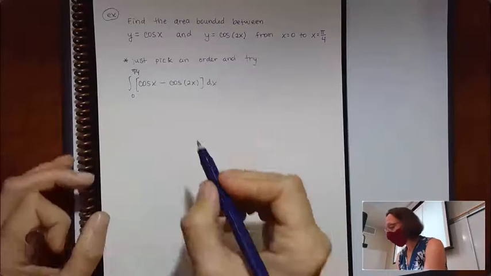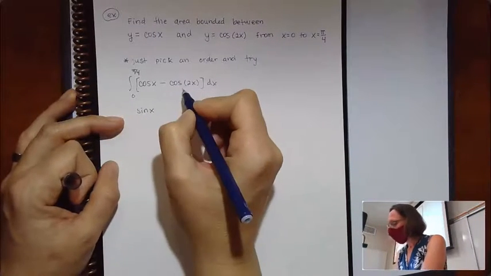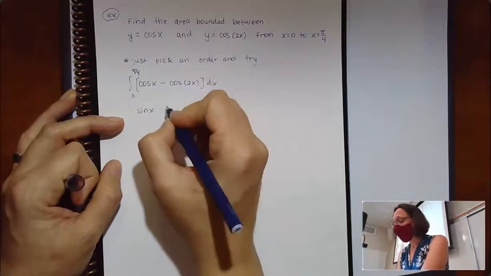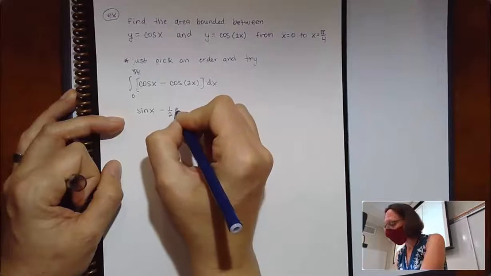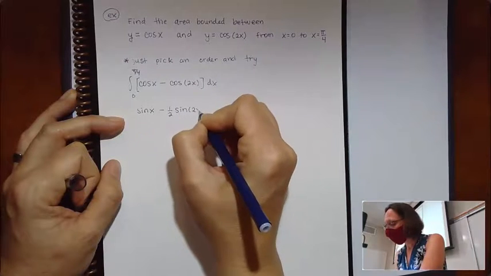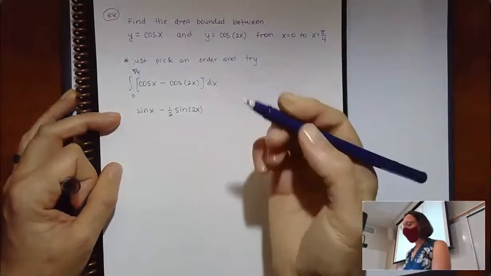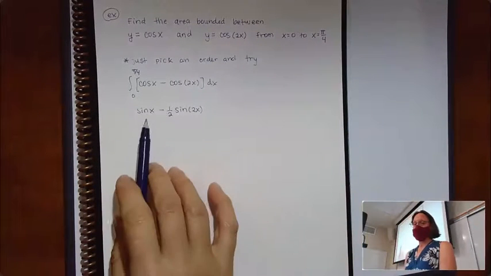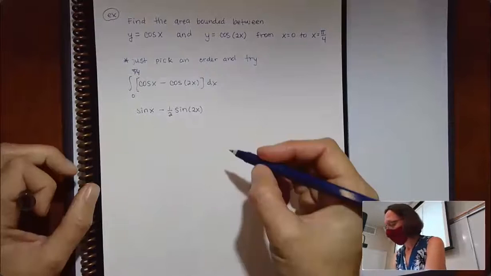Well, if I integrate cosine, I get sine of x. When we integrate cosine of 2x, we get almost that, but we end up with that 1/2. So I'm going to have 1/2 sine of 2x. And you can always check yourself by taking the derivative to make sure you get back to where we started. And then I'm taking this from 0 to pi over 4.